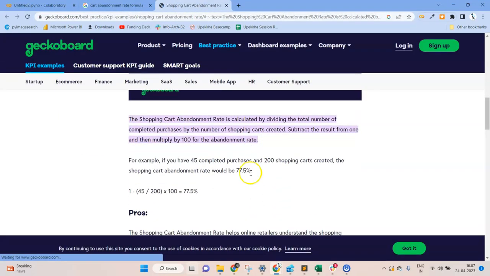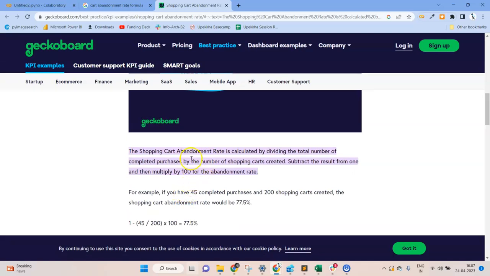Let's look at this. Yeah, very clearly mentioned. The shopping cart abandonment rate is calculated by dividing the total number of completed purchases by the number of shopping carts created, and then we subtract the result from 1, because if we are just taking the total number of completed purchases by total, that is not the abandonment but the cart throughput or something, right? But when we say 1 minus, then whatever is left out is what we're talking about. So that's my cart abandonment rate, right? So there's an example also given.